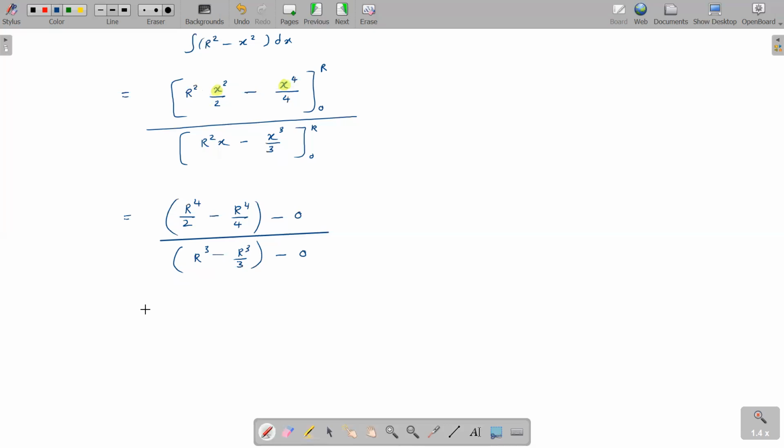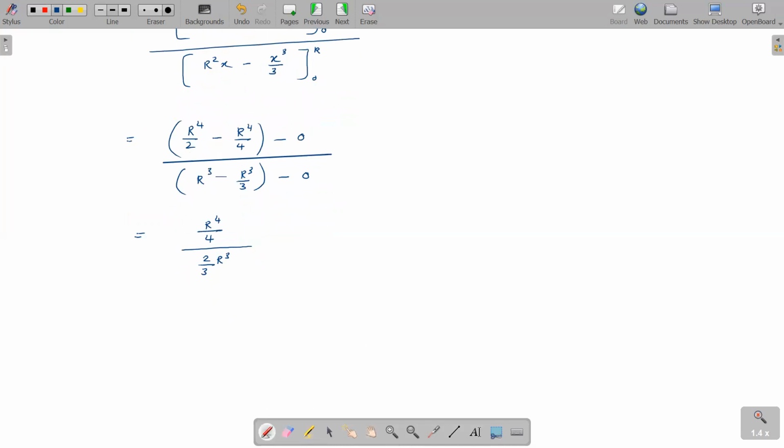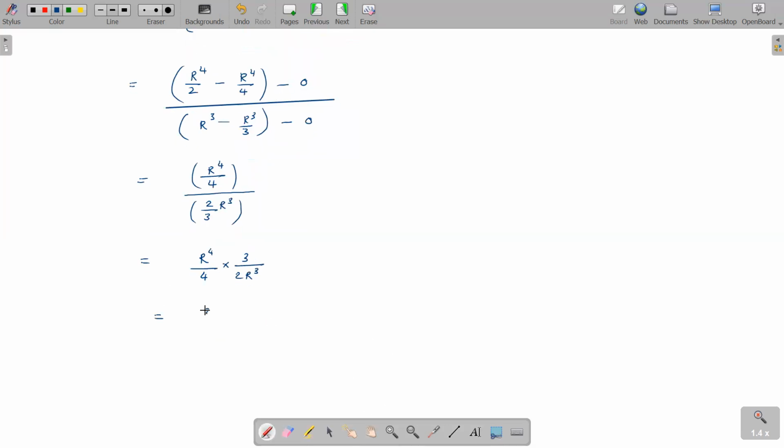All right, guys, can you see how we came to this point? Now, r to the power 4 over 2 minus r to the power 4 over 4 gives you r to the power 4 over 4. Half minus quarter is a quarter, right? And the denominator gives you 1 minus 1 over 3, that's 2 over 3 r cubed, right, guys? So simplify them and bring them into a single fraction. So r to the power 4 over 4 into 3 over 2r cubed. This is how it becomes a single fraction, and I get 3r over 8. Right, guys? Can you see?